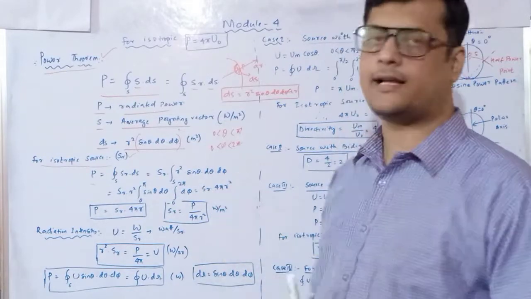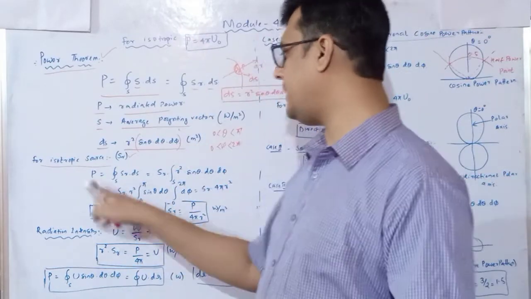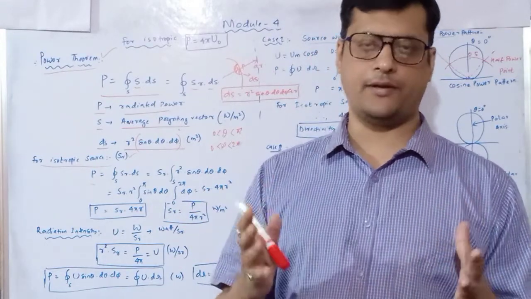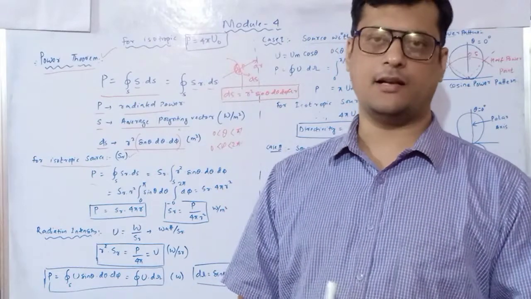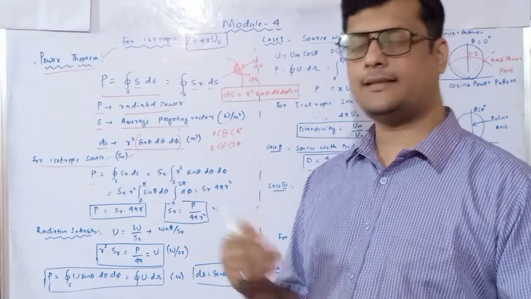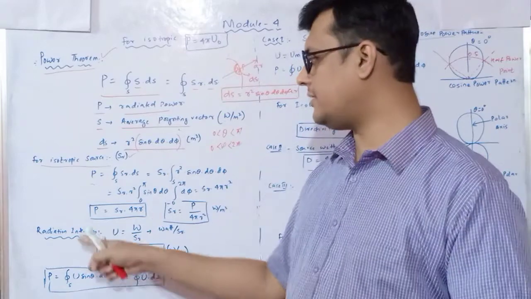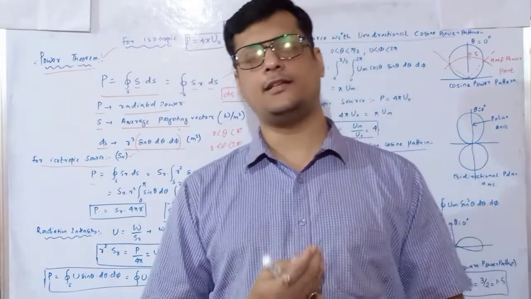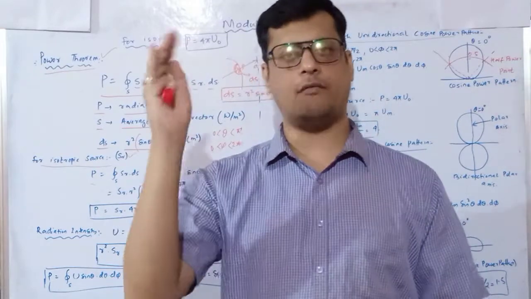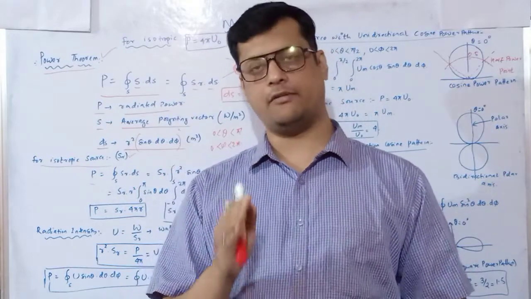Now what is S_R? S_R is the Poynting vector, which is along the r direction. We can consider P divided by 4 pi r square as the S_R term. So the magnitude of S_R is the Poynting vector measured at a certain point, whose unit is watt per meter square. Once this power is known, you can easily identify the intensity also. How to measure the radiation intensity? The radiation intensity unit is watt per steradian, which means power divided by the solid angle. That is our intensity.